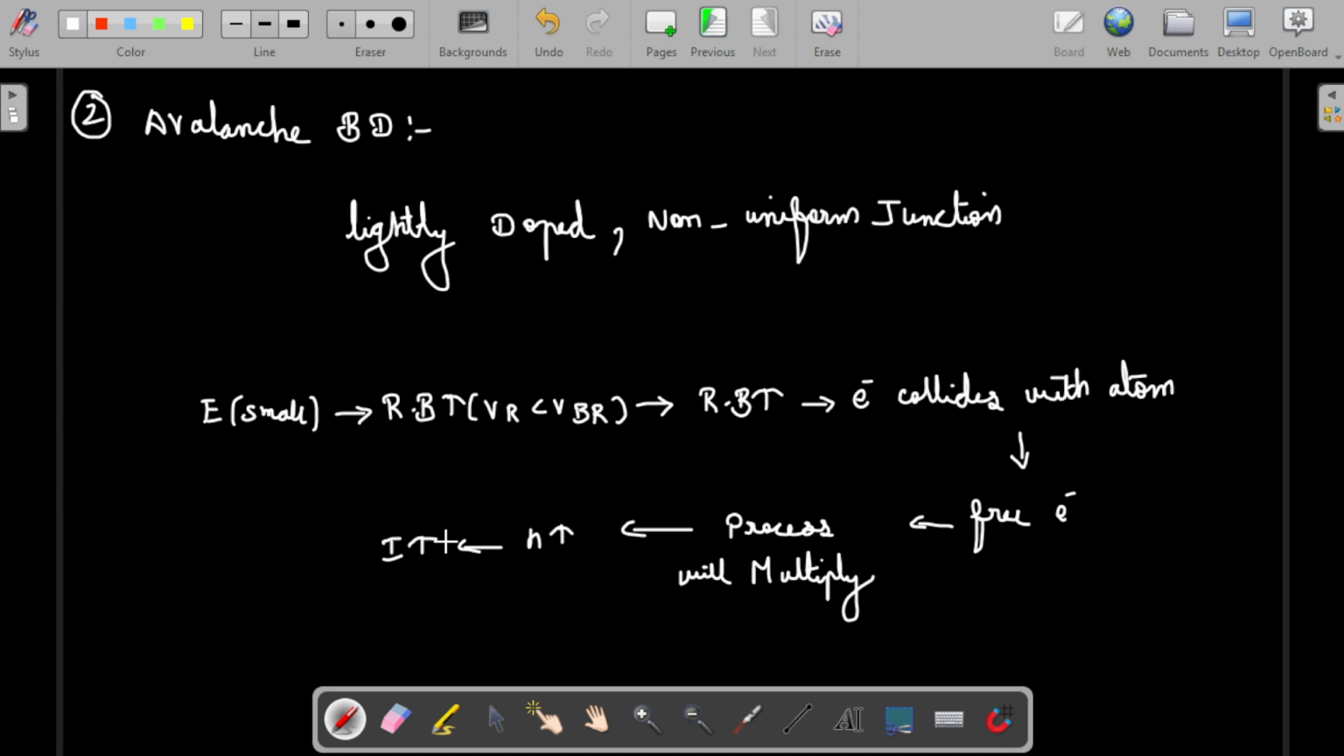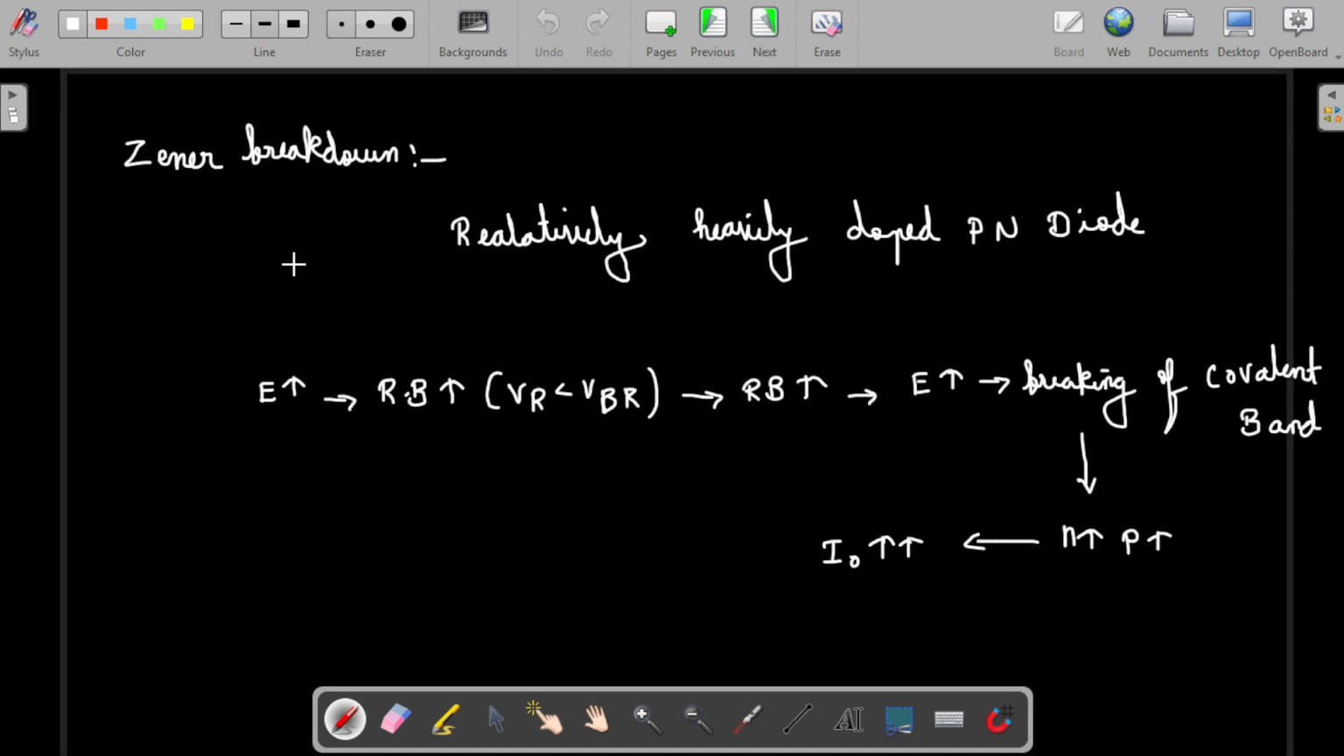Since the energetic electron collides with an atom and generates many more free carriers, this process is called impact ionization. So it will follow a process called impact ionization. This is one of the very important questions, so you can note it. Whereas the Zener diode mechanism is a field ionized process. So in the Zener diode, that is called the field ionized process.